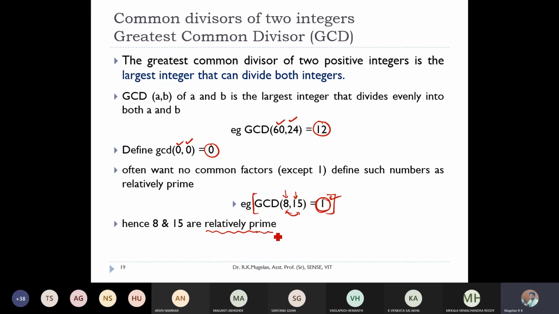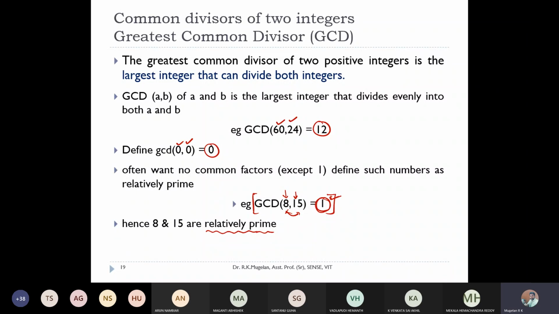These points should be very clear, because in modern day cryptography there are certain techniques where you'll be dealing with integers, where you'll be asked to choose an integer which is relatively prime to another integer. At that time, if I say relatively prime, then the GCD between these two integers will be 1.